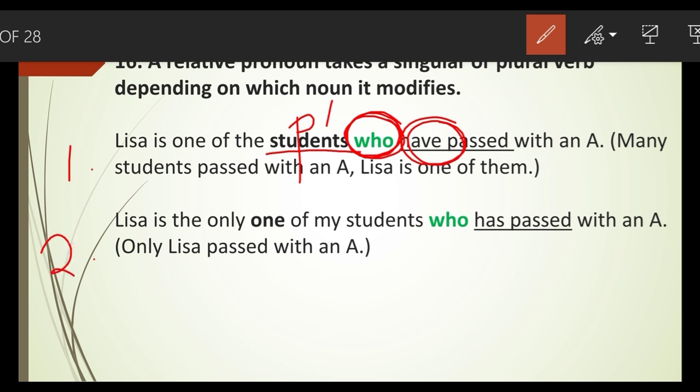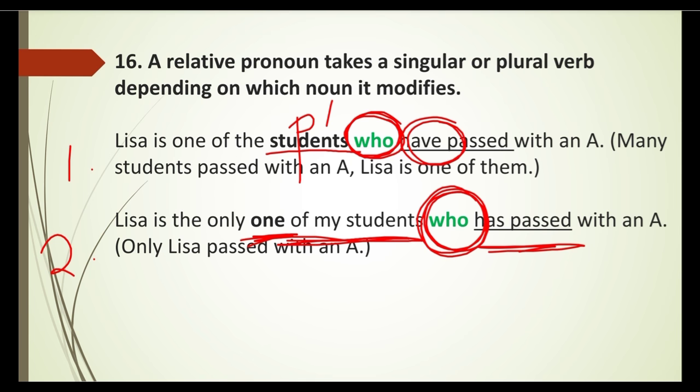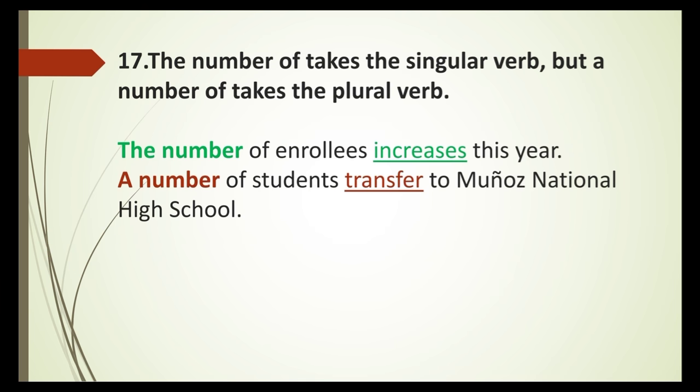In sentence number 2, Lisa is the only one of my students who has passed with an A. So, asan dito yung relative pronoun? The relative pronoun here is who. Ano ba or sino ba yung tinutukoy dito? So, yung one. Lisa is the only one. One of my students lang. Isa lang sa mga estudyante. Kaya, has yung gagamitin. So, in these kinds of sentences, titignan natin kung ano ba yung tinutukoy ng relative pronoun. Okay? Kung singular ba or plural.